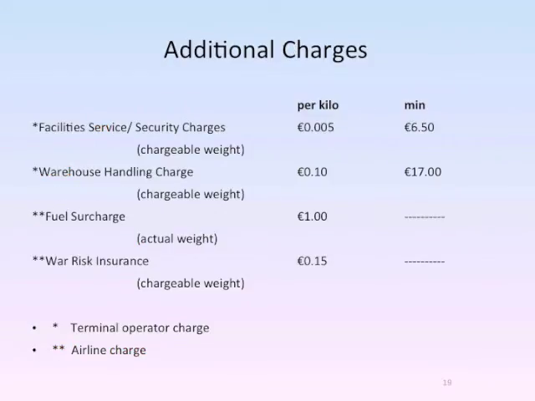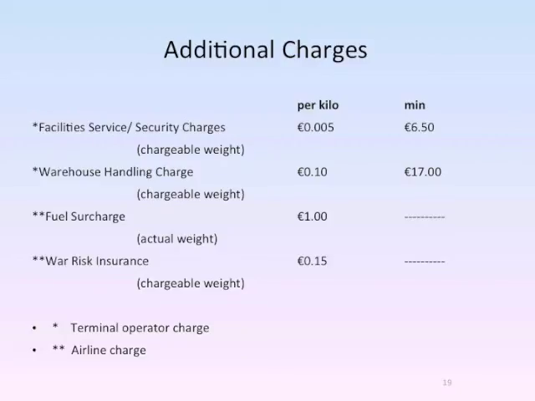Here we're looking at some additional charges, and these are charged either by the terminal operator or by the airline. So we have facility service security charges, and this is based on the chargeable weight per kilo 0.005, and a minimum charge applies of €6.50. Warehouse handling charge based on the chargeable weight, and it's a per kilo of 0.10 cent, and the minimum on this is €17.